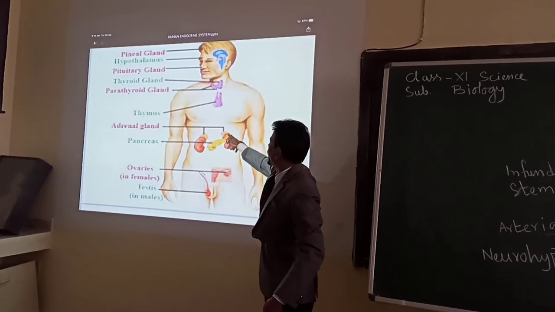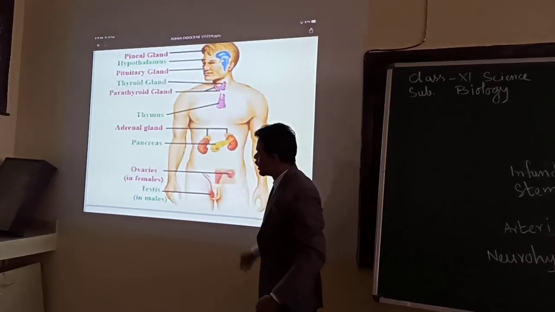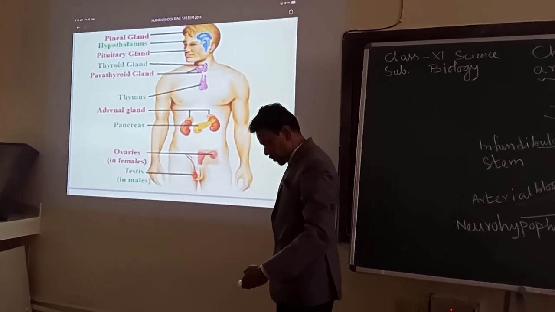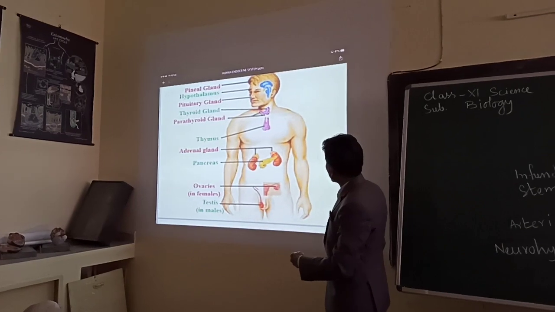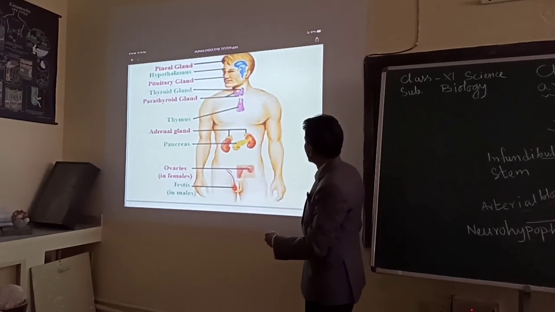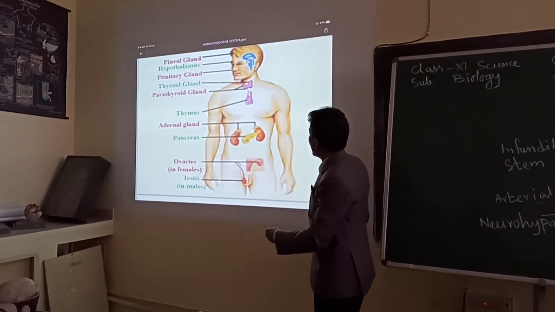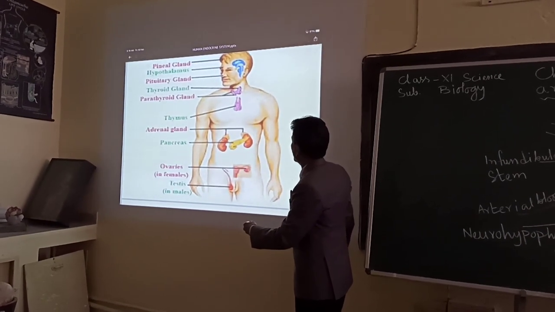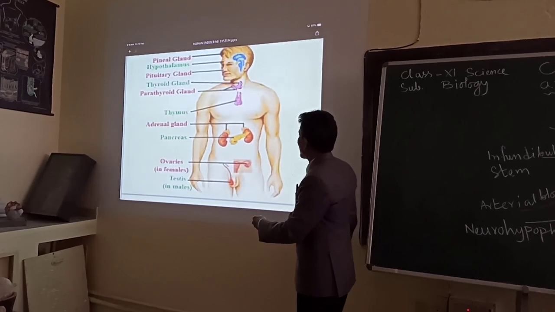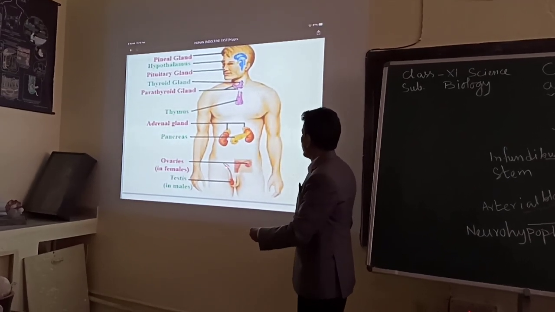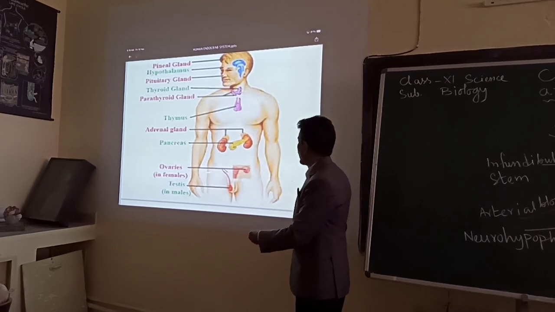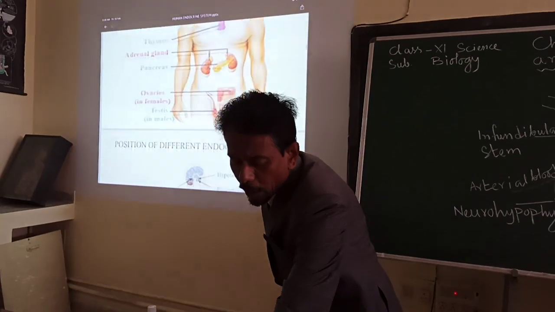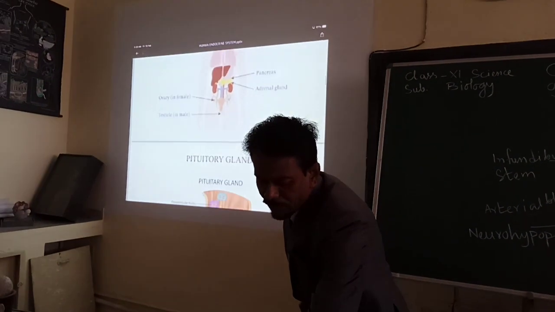Then the adrenal gland as a cap, just like a cap on the tip of both kidneys. Here you see one kidney, another kidney, and just like a cap, this light yellow part is the adrenal gland. Then you have the pancreas. Then again the ovary in case of female, and testes in male. Now I will show you the glands individually, in another figure.